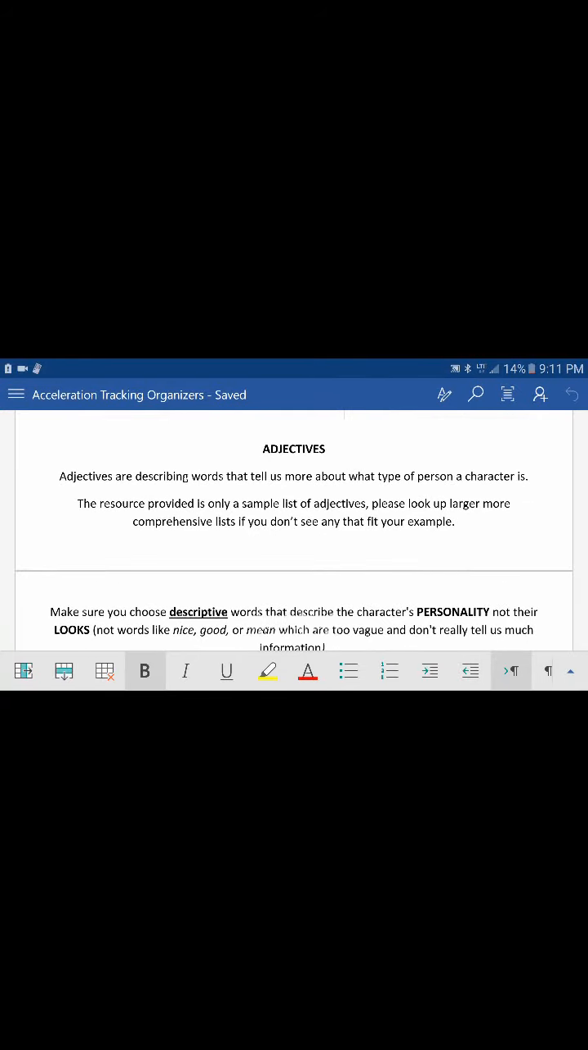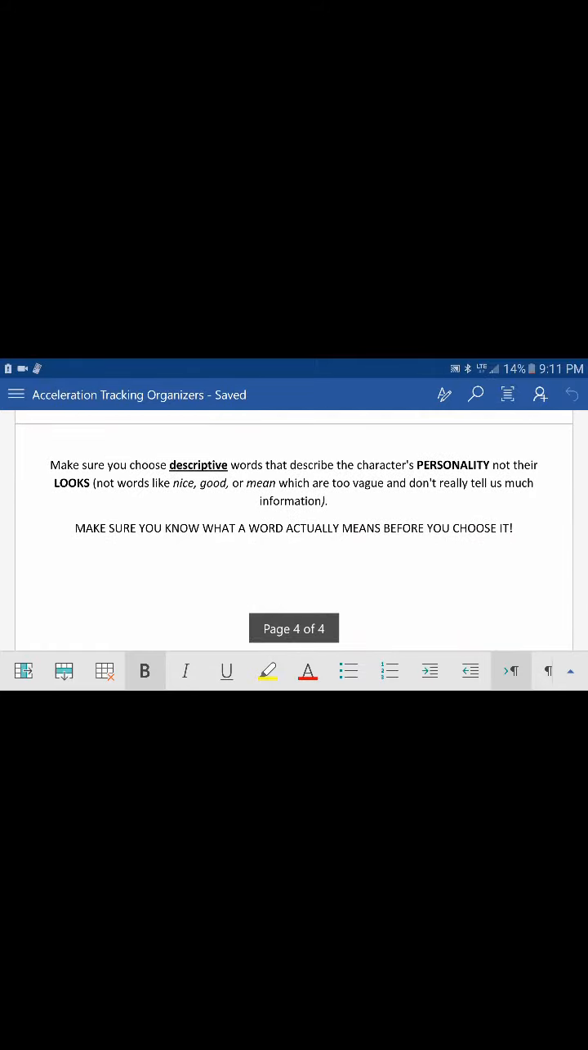Down here, I just wrote a little bit about adjectives to remind you what they are. Make sure that you're choosing descriptive words. So not words like nice or good or mean. They're not very good choices. So you're going to be looking for really good choice words. And I will be including a chart of adjectives for you in the newsfeed as well. However, you can just Google character description adjectives, and you will find a huge list to choose from. It's just really important that you understand what the characteristic actually means when you choose it.